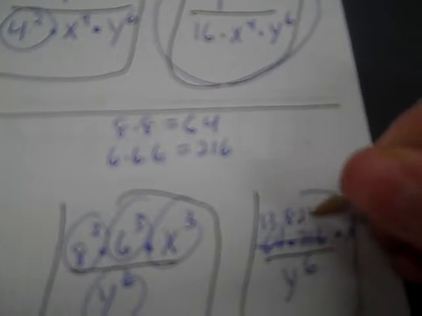And that's 13,824. So I cross that out and I put 13,824. So 13,824 times x to the third in the numerator, and the denominator is just y to the sixth. Okay, this is a pretty annoying problem.